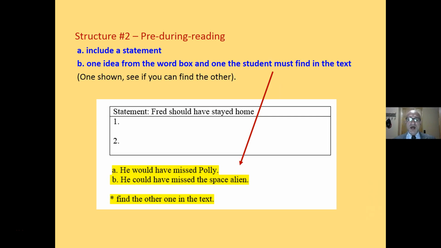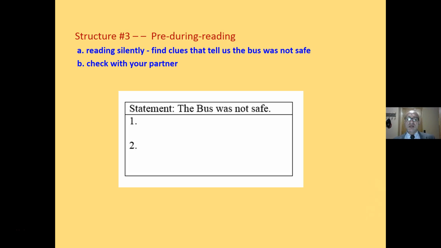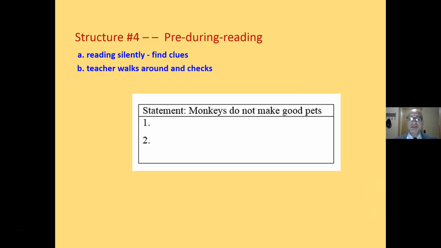Gradual release. All right, in this next section, see if you can find one idea from the word box that shows that this is true. So I'm including one idea and they have to find another. See if you can find the other. Let's structure 3. Read silently. Find the clues that tell us that the bus was not safe. Check with your partner. See the gradual release of responsibility here?